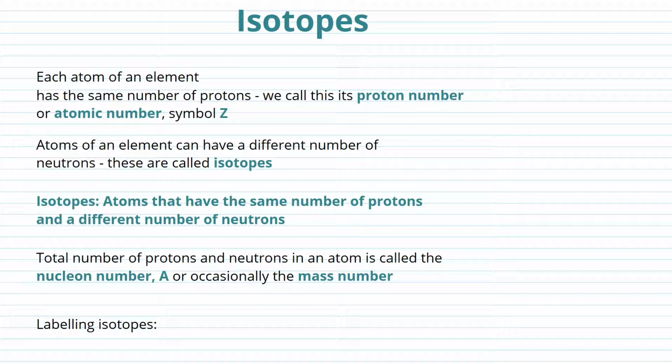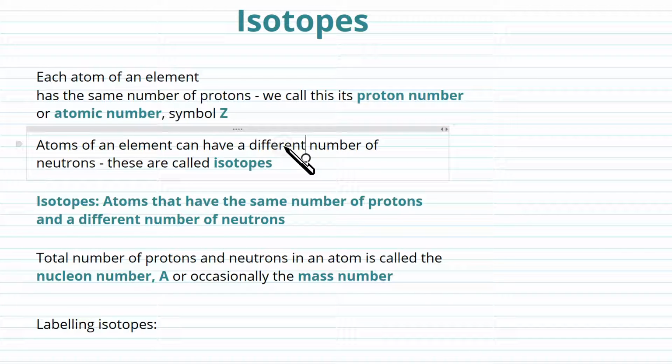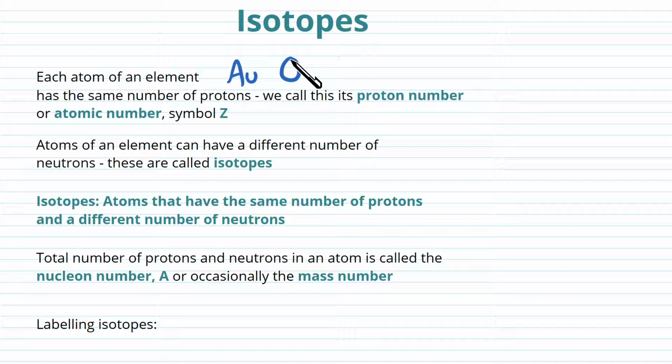So now let's look at isotopes and how we actually label atoms. Each atom of an element, now what do I mean by an element? Well, it just means something we're very familiar with. I could mean something like gold, which has the elemental symbol Au. I could mean oxygen, symbol O, carbon, which has the symbol C, or lead, which has the symbol Pb. Each atom of an element has the same number of protons, and we call this its proton number, or atomic number, and we give it the symbol Z.